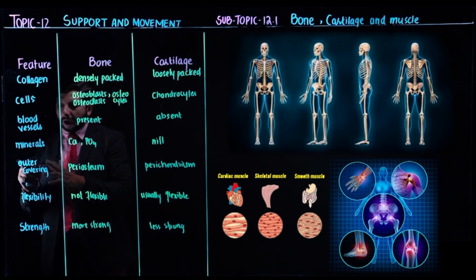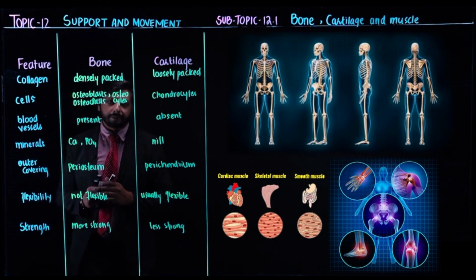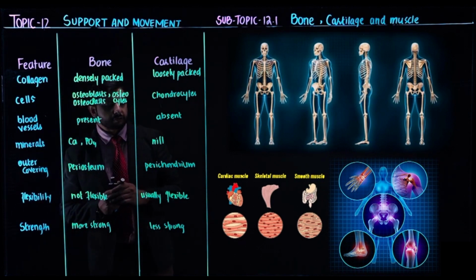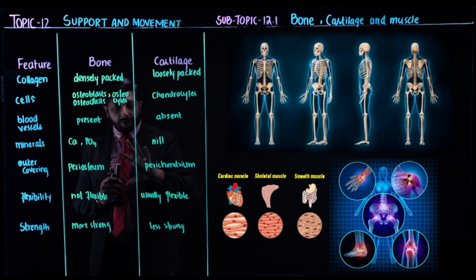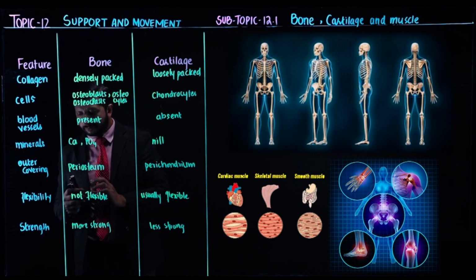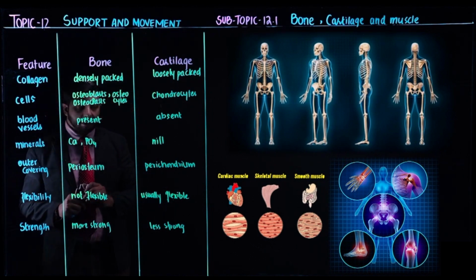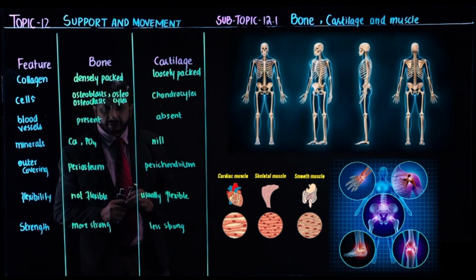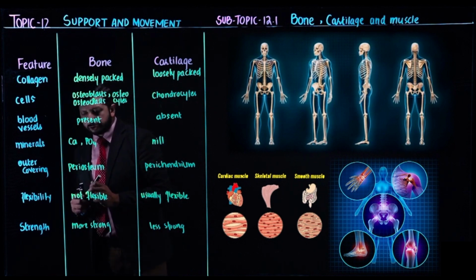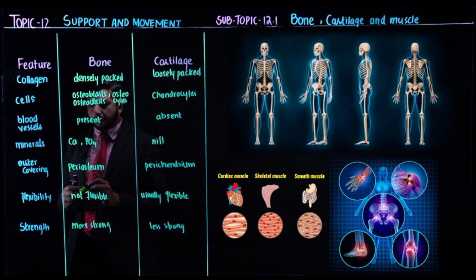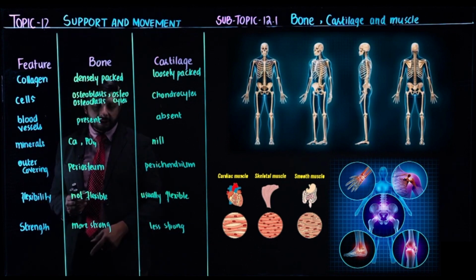If we talk about the outer covering, the bone's outer covering is called periosteum, while in case of cartilage, it is called perichondrium, around the cartilage and around the bone. If we talk about the flexibility, bones are usually not flexible, while cartilage is usually flexible. And if we talk about the strength, bone is stronger than the cartilage and cartilage is less strong than the bones.